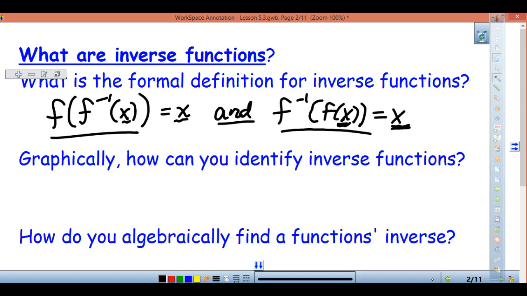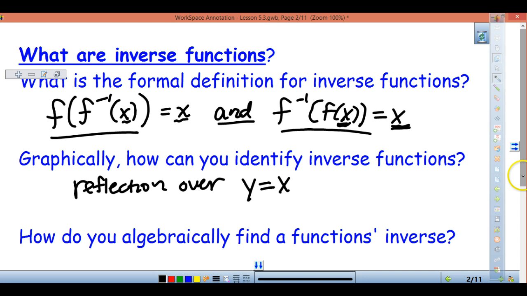So graphically, you may be able to identify two functions if they're inverses, or just get a hunch about this relationship, by the fact that when you look at these two graphs, they are a reflection of each other over the line y equals x. And again, that's a consequence of switching the inputs and the outputs, or the x's and y's.